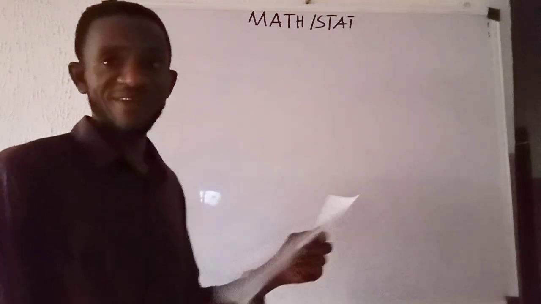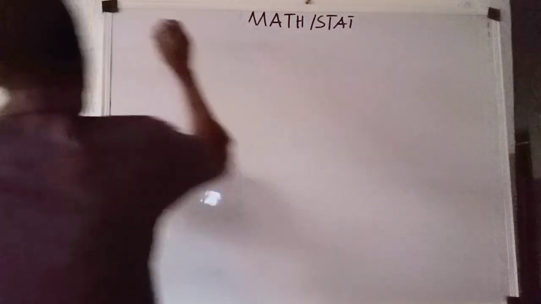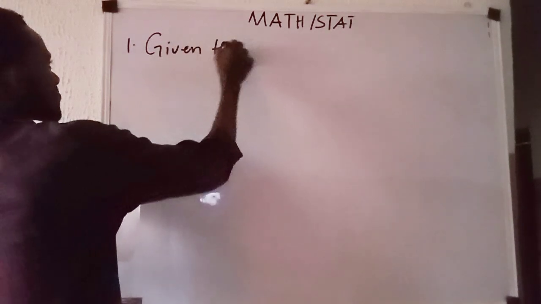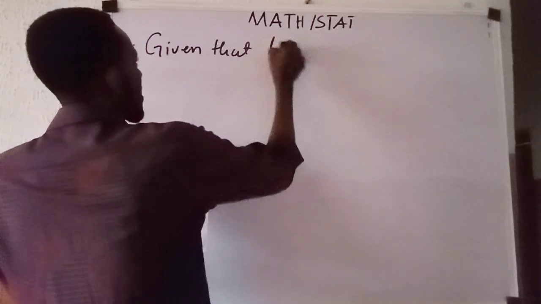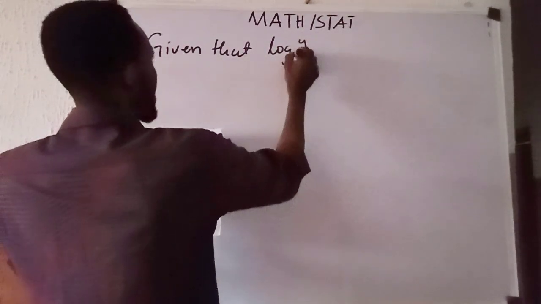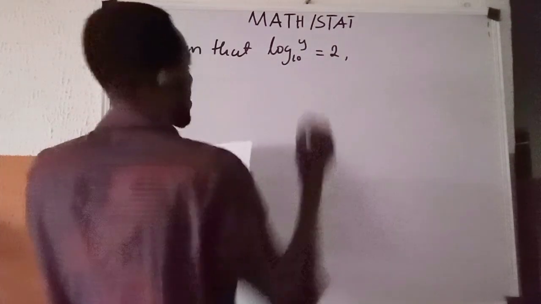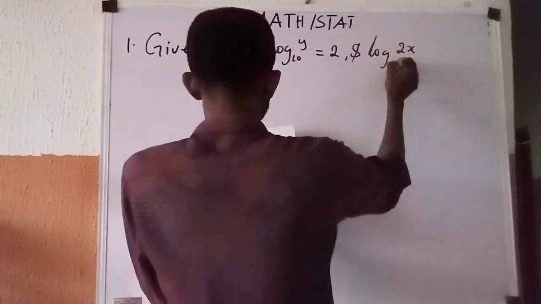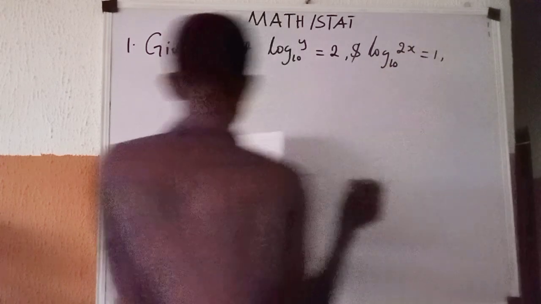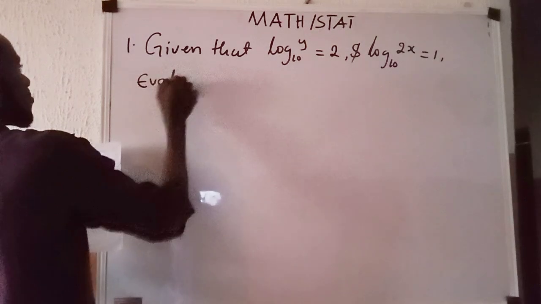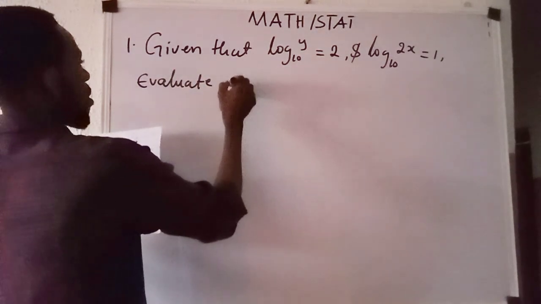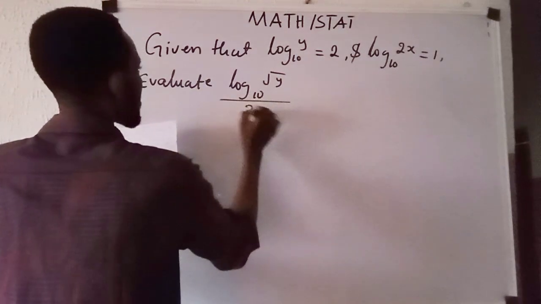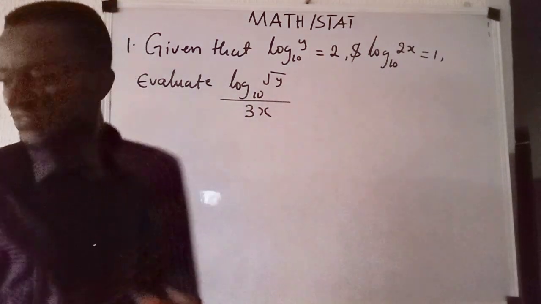So we are beginning from number one, and I write. Number one says, given that log y base 10 equals 2, and log 2x base 10 equals 1, evaluate log root y base 10 all over 3x. That's what the first question says.